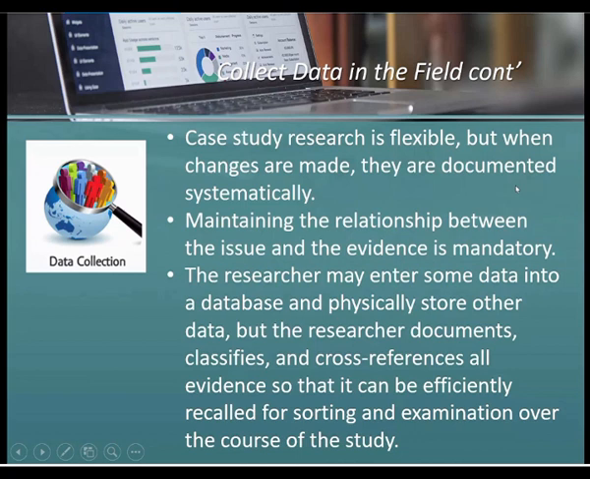So case study research is flexible, but when changes are made, they are documented systematically. Maintaining the relationship between the issue and evidence is mandatory. Okay, you must maintain the relationship between the evidence and the issue, and why it happened in a certain way. Okay, so the researcher may enter some data into a database and physically store other data, but the researcher documents, classifies, and cross-references all the data and sorts out an examination of it over the course of the research.